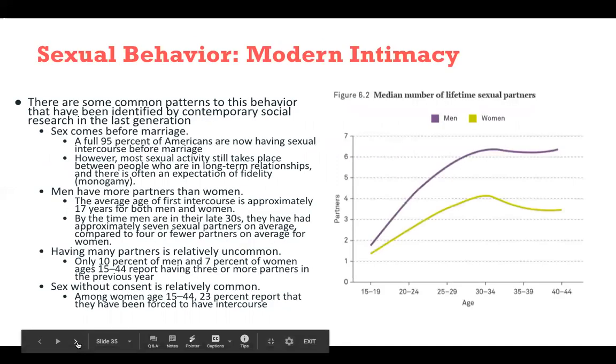So let's talk about, based on our research, what can we say about some of these behaviors that have traditionally been seen as deviant? Are they still deviant today? Beginning with premarital sex. It's worth noting that a full 95% of Americans are now having sexual intercourse before marriage, so it's probably no longer seen as deviant in most circles. If anything, it's now expected that sex comes before marriage. However, a lot of this sexual activity does still take place between people who are in long-term relationships, and some of those relationships might be under the expectation that they are going to lead to marriage. So people are engaging in sex before getting married, but in some cases, they still might only be having sex with a partner who they expect to be their spouse one day. And even though they're not married yet, particularly in America, there is this expectation of fidelity in a lot of sexual partnerships, even if they aren't married partnerships.